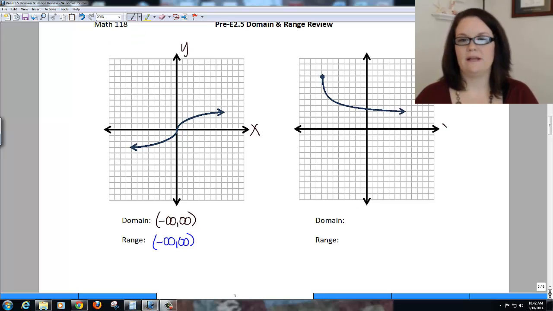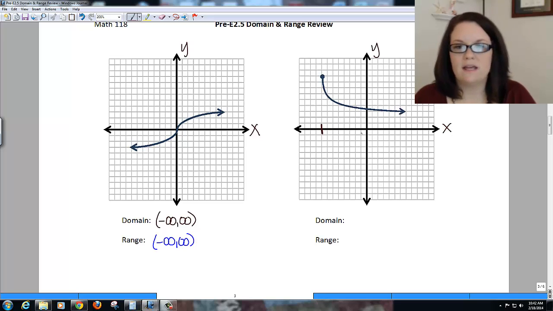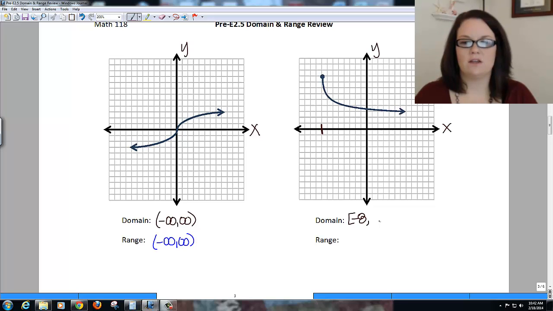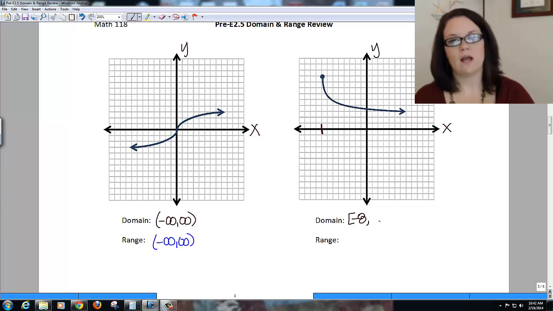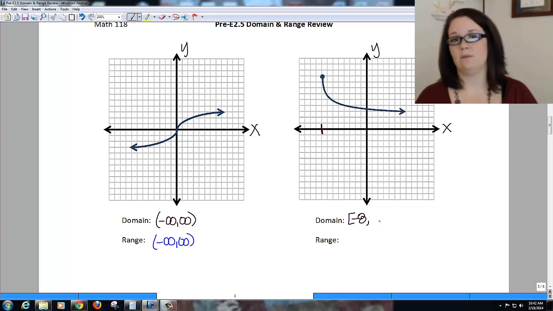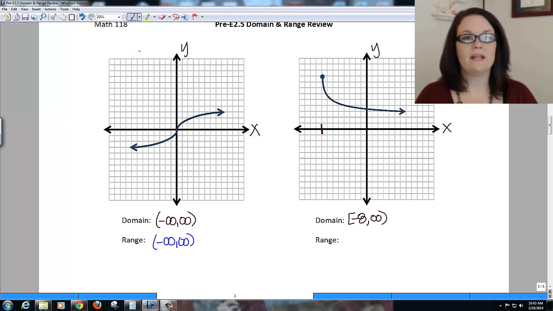My last one, for my domain, I look at my x's and I'm looking how far to the left can I go. And the furthest left value I have is this one right here, which would be negative 1, 2, 3, 4, 5, 6, 7, 8. Because I have a closed dot, I can go from negative 8 out to the right. And notice out to the right, that arrow is just going to keep going and going and going. So if it keeps going out to the right, that means it goes from negative 8 to positive infinity. Infinity always has a parenthesis. Okay? And then we look at our range on this one.